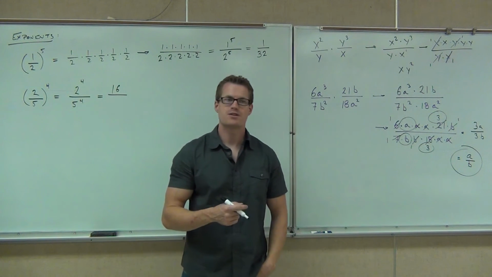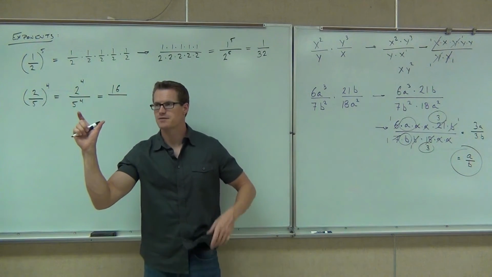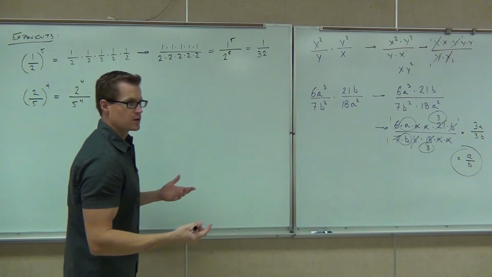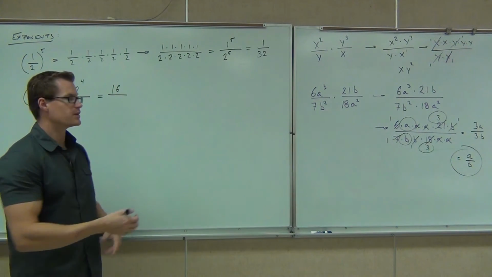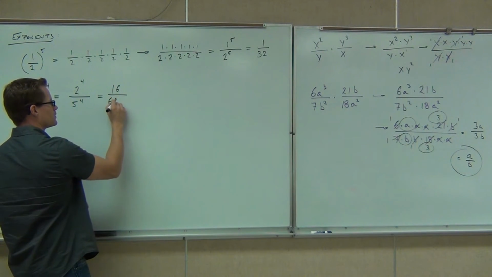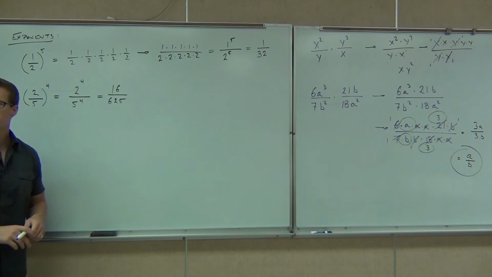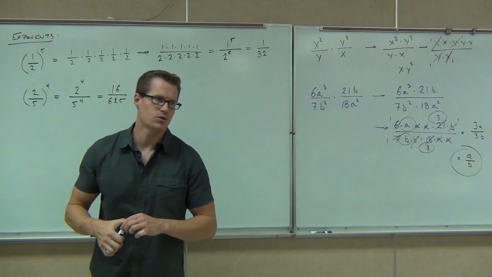625, yeah. 5 times 5 is 25. Another 5 times 5 is 25. 25 times 25 is 625. You do it that way. You can do 125 times 5. It also gives you 625. And you're done.